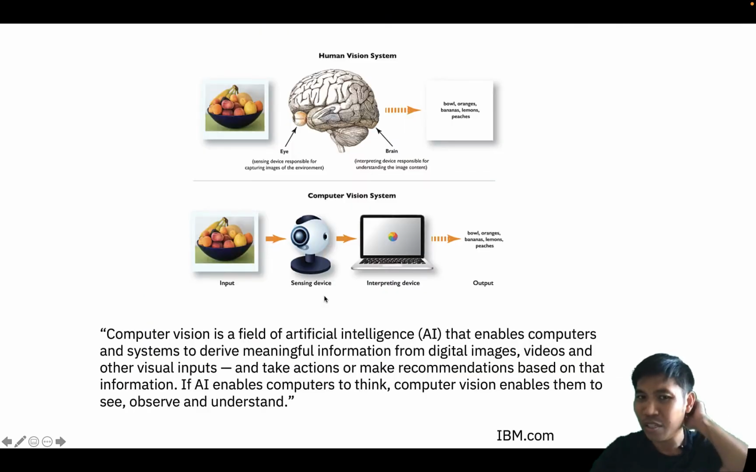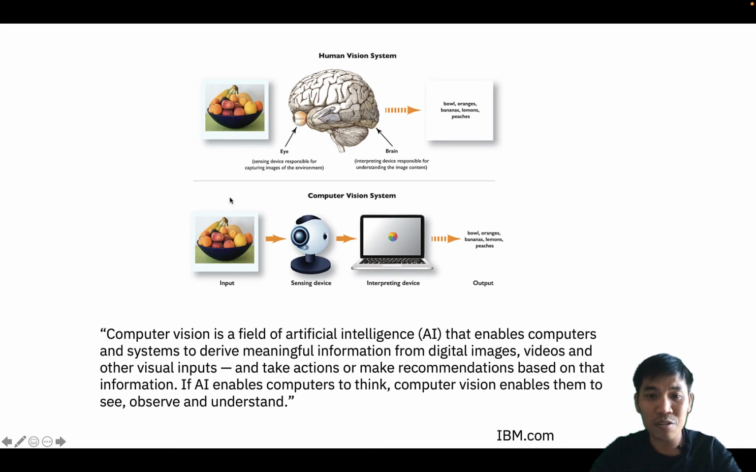So what is computer vision? Computer vision is the field of AI that enables computers and systems to derive meaningful information from digital images, video, and other visual inputs, and take action or make recommendations based on that information. If AI enables computers to think, computer vision enables them to see, observe, and understand. Same as our brain: from the eye it is processed in the brain, and we can see that it is a bowl of oranges, bananas, lemons, and peaches.